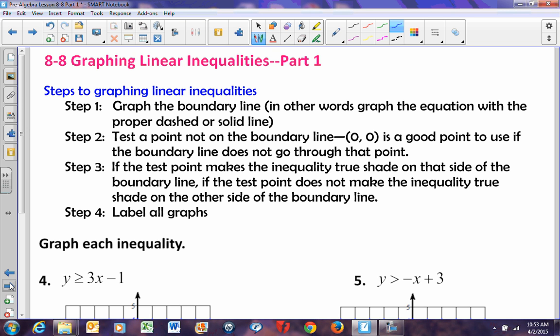Once you have done that, you're going to test a point that is not on the boundary line. (0, 0) is always a good point to use, as long as the boundary line does not go through the origin. If the test point makes the inequality true, you shade where that test point would lie. If the test point does not make that inequality true, you shade on the other side of the line. And that'll make more sense when I go through the example. And be sure to label all your graphs.